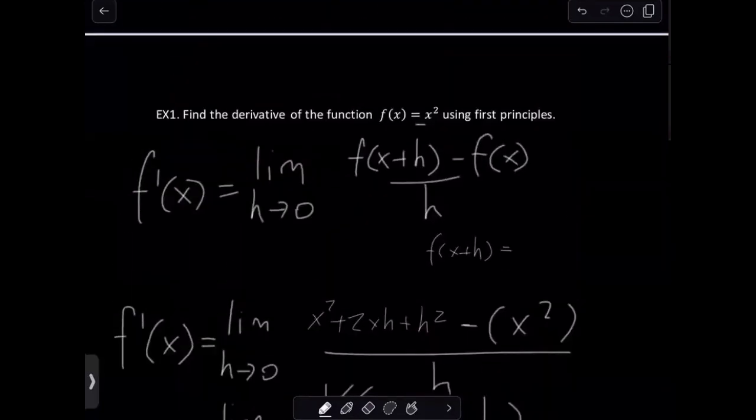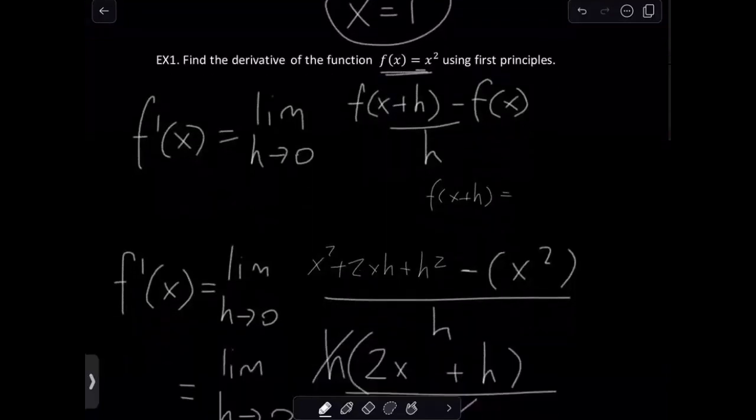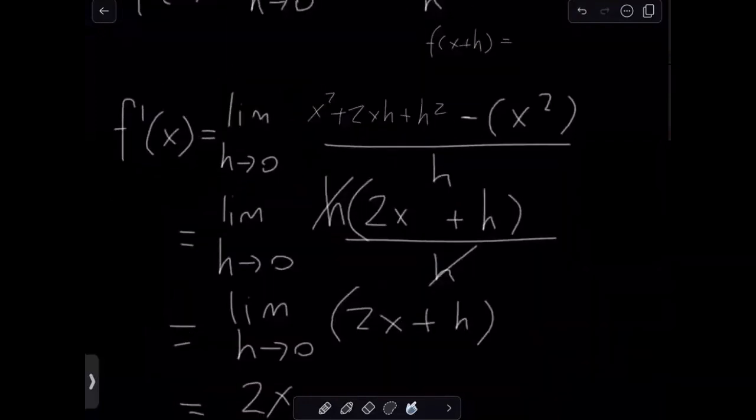Okay, here's my original function. Remember from the previous slides, I was interested in finding out what's the gradient or instantaneous rate of change of this function when x is equal to 1. And I didn't want to use the average gradient formula, y2 minus y1 over x2 minus x1. Well, now I can find out what that is. I take in the x value that I'm concerned with, and I substitute it into my first derivative function, and I'm going to get 2 times, substitute 1 in place of x, and I'll get 2 times 1, which is 2.